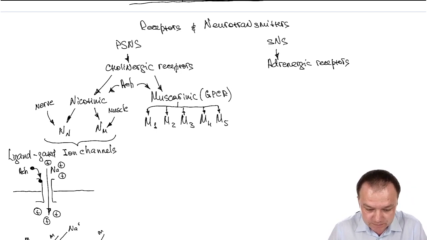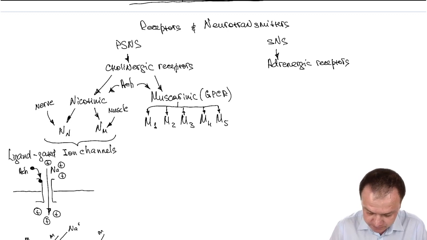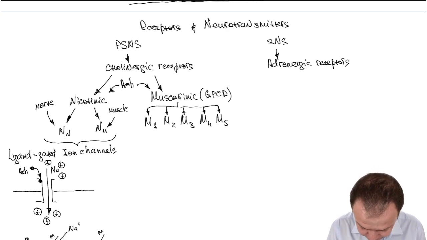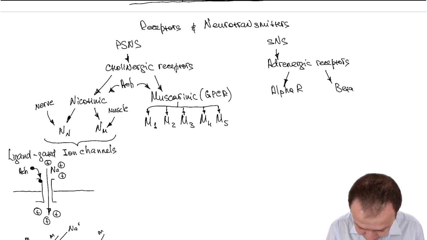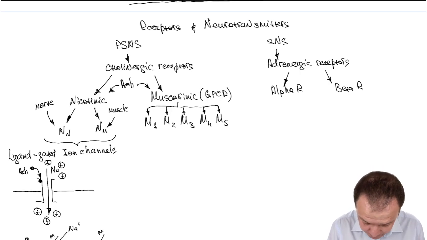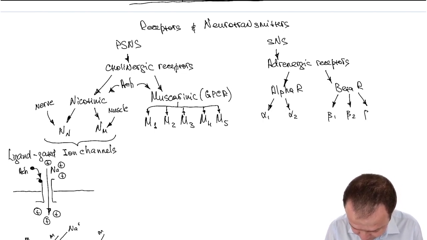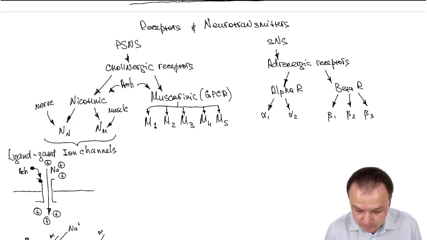What about adrenergic receptors? Adrenergic receptors are subdivided into 2 big groups. The first one is the alpha receptors, and the second one, beta adrenergic receptors. And we have two subgroups in alpha, alpha 1 and alpha 2, and 3 types of beta adrenergic receptors: beta 1, beta 2, and beta 3 receptors.